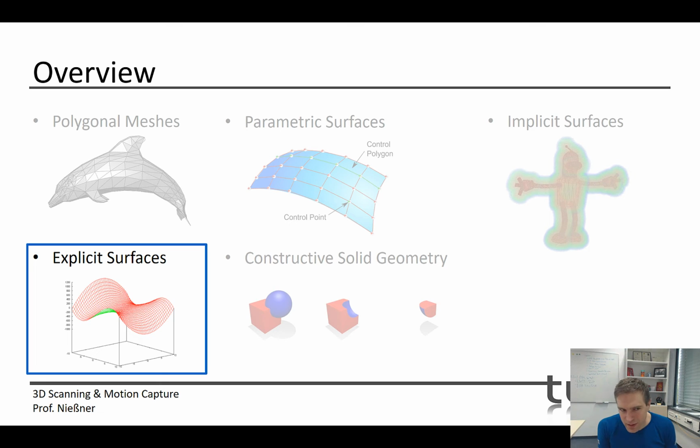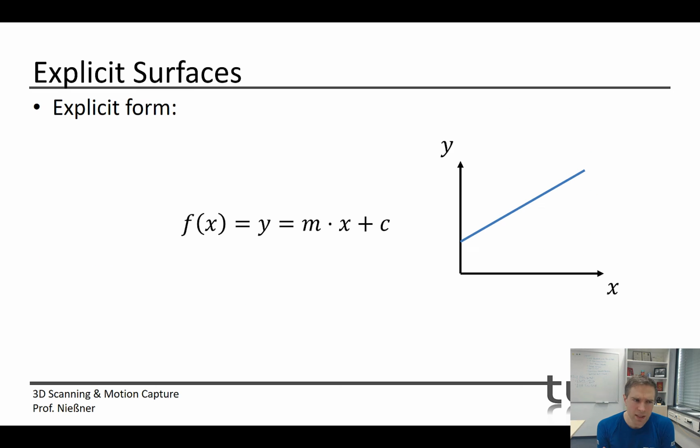An explicit surface is essentially just an explicit function, right? So you just say every value y is defined by f of x, so f of x is equal to y. For instance, if you want to have this line here, you just say m, which is the slope, times the coordinate where you're inputting it, plus a constant. It's just the line equation. This is an explicit surface, because for every point x that you're feeding in, you're going to get y as an output, right?